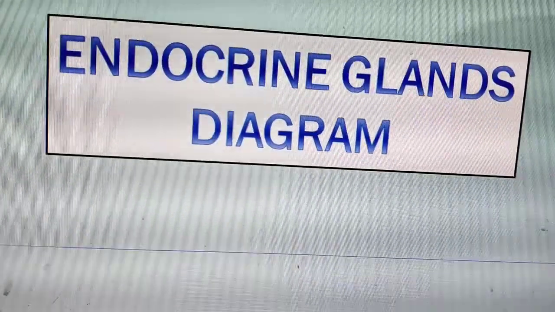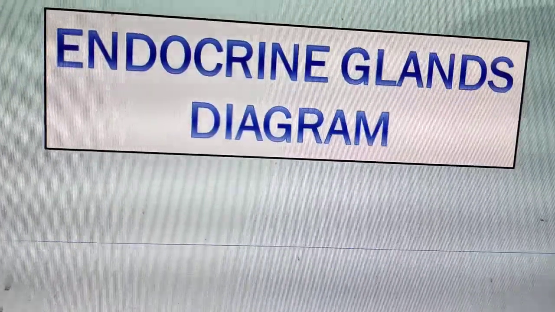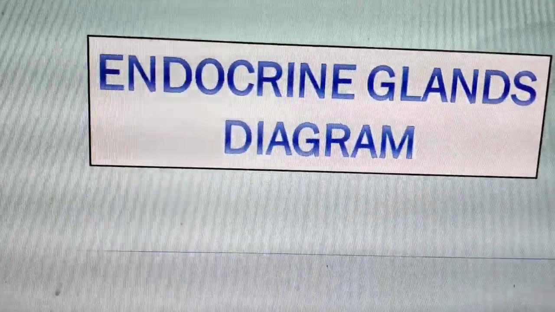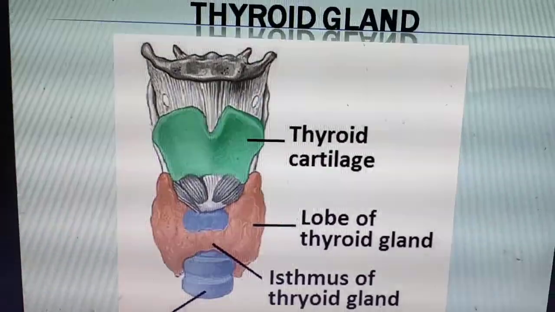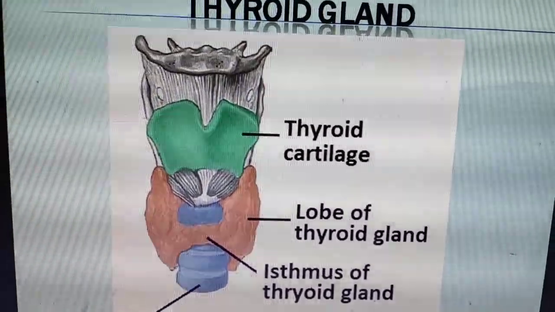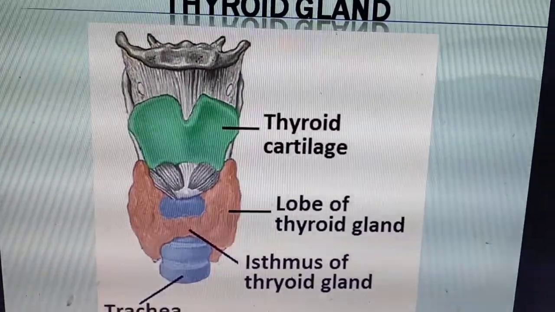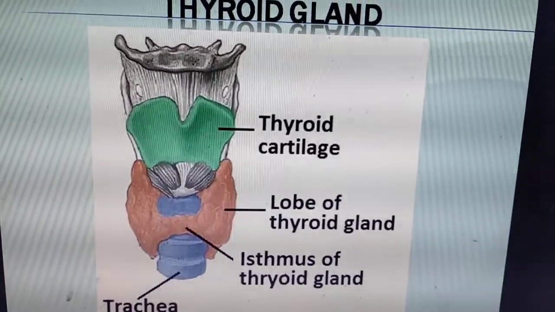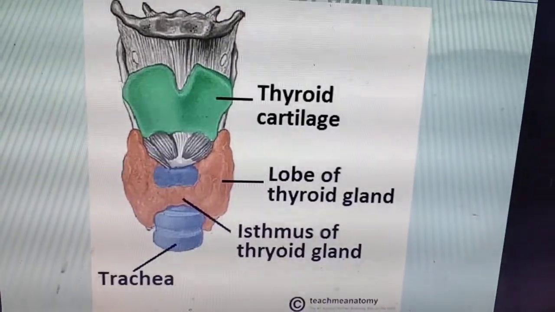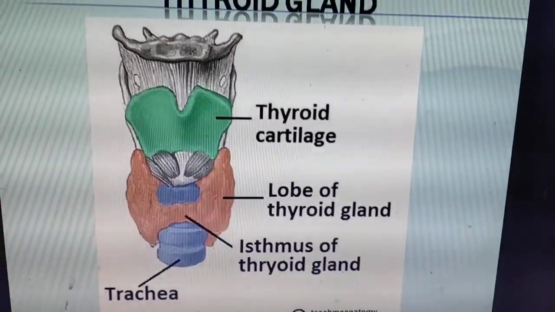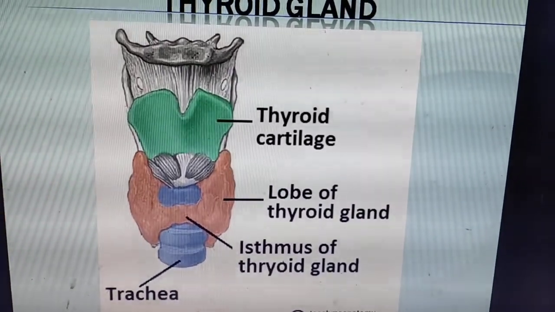First I am starting with the endocrine glands diagram. That means from the endocrine chapter, what are the diagrams which you have to practice. First diagram, thyroid gland. As you can see, this kind of a diagram you can also find in your book. So this diagram is very important, and these things you have to show. First of all, you have to show the lobe of thyroid gland, trachea, the portion of trachea, and isthmus of thyroid gland. Okay, so this diagram is important.